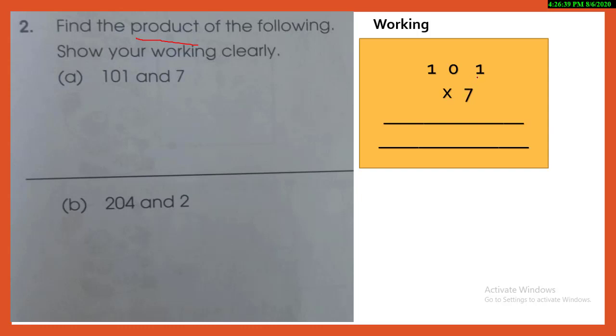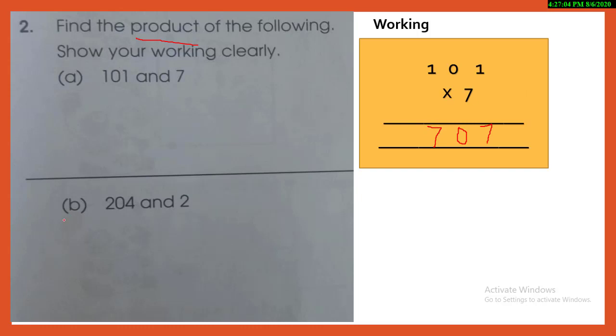Okay, 7 ones are 7, easy. 7 zeros are, let's go one step by step. Step 2, 7 zeros are 0. Step 3, 7 ones are 7. Yes. See how easy it is? You just did it in a few seconds.